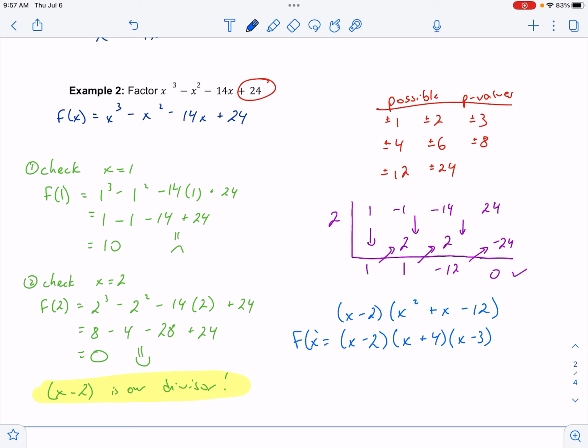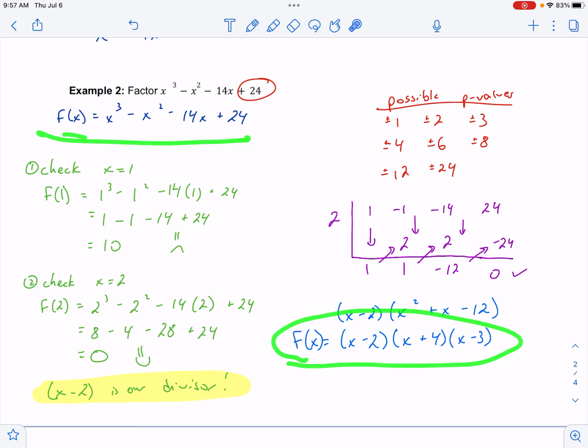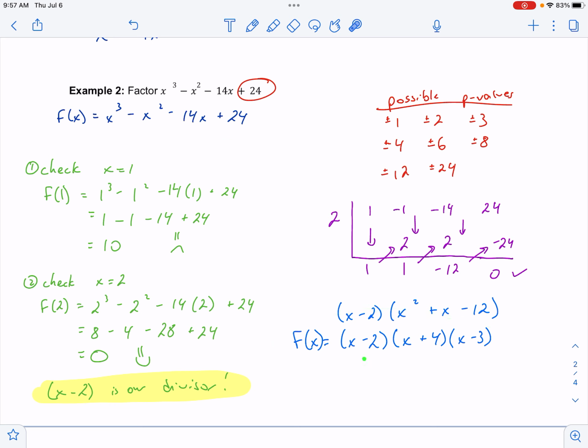So this factored form is a much nicer thing to work with instead of this guy over here, eh? We can clearly see the x-intercepts. We can clearly see the degree. We would be able to sketch this super easily. Okay. All right, let's do another.